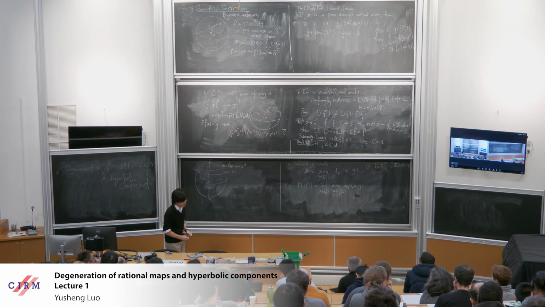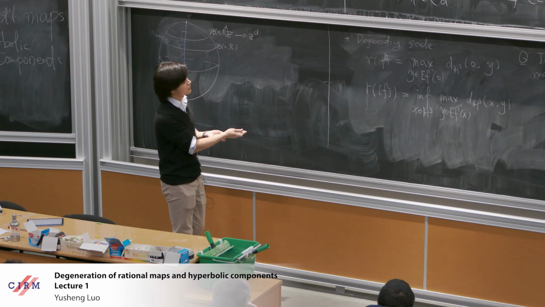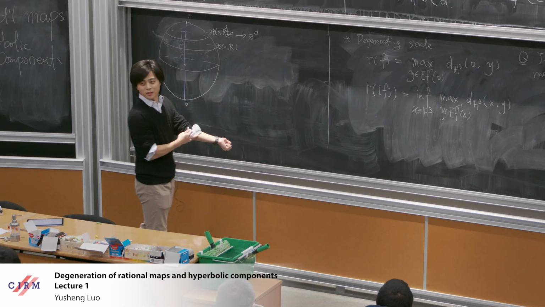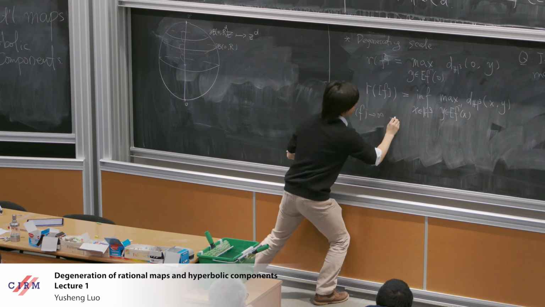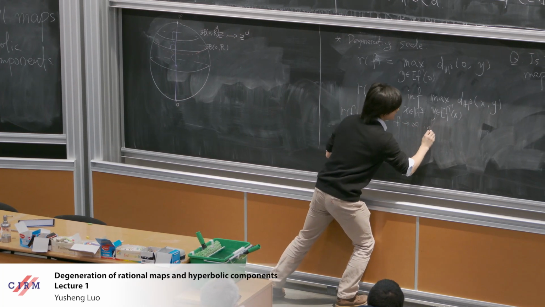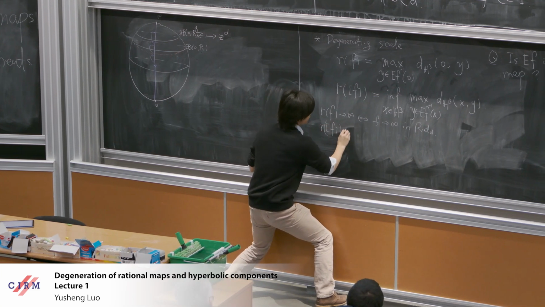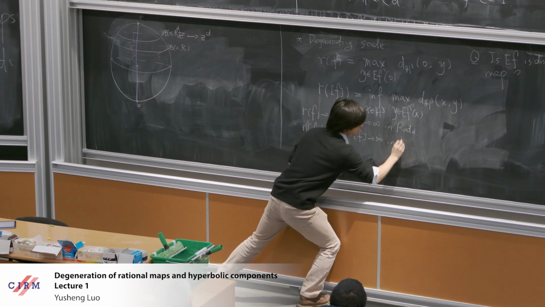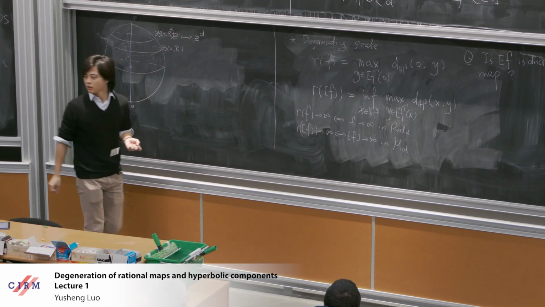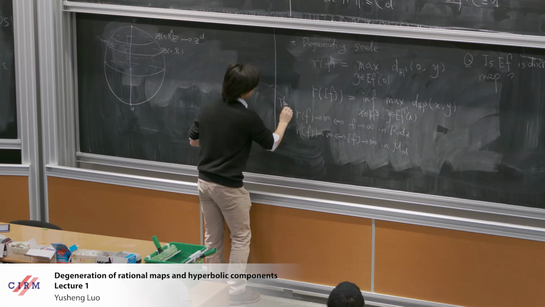All right, an important feature about this degenerating scale is that this number R is a proper function on the moduli space. So R of f goes to infinity if and only if f goes to infinity in Rat_d, and R of f goes to infinity if and only if the conjugacy class goes to infinity. This is a theorem.